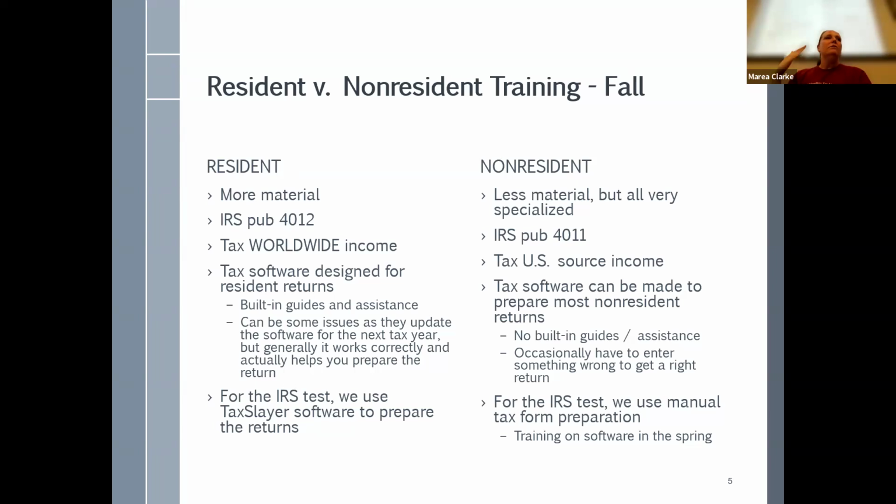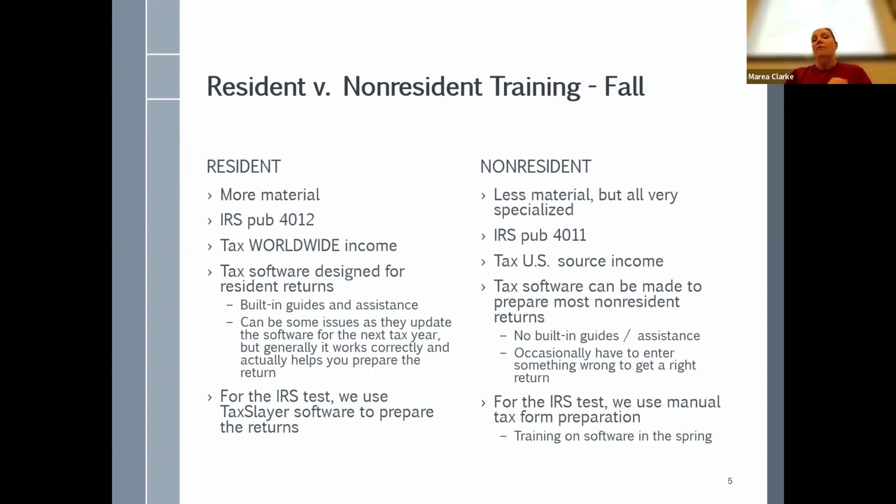The software will help you succeed at filing a tax return correctly as a resident. Now, there are generally issues as they update the software for the next year, which is what's going on right now. So if you went into the practice software right now, there would be mistakes. But in general, the software will help you do it right. And for the IRS test, we will use the software, always being careful of whatever those issues are as they update things.